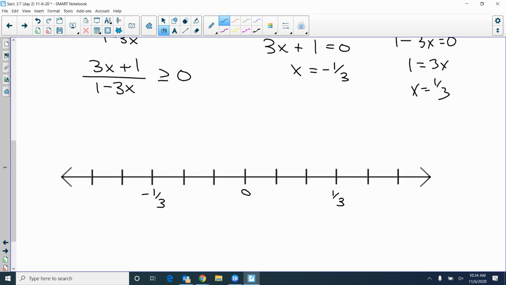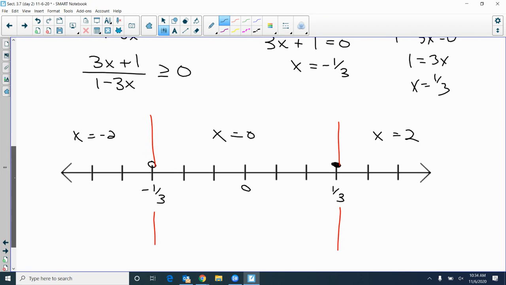Now it can never equal the vertical asymptote, so I'm putting an open circle here. It can equal 1/3. And so these are kind of my break points, my test points. So I've got to test x equals negative 2, x equals 0, x equals 2. And now I've got to test them back right up here and plug those in.